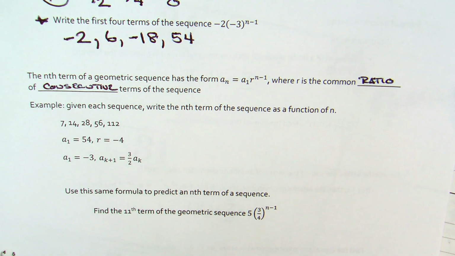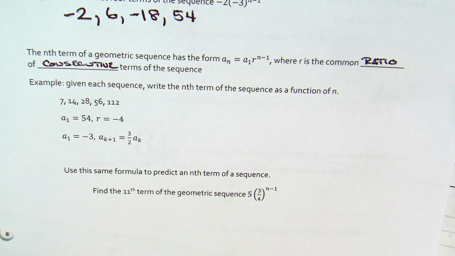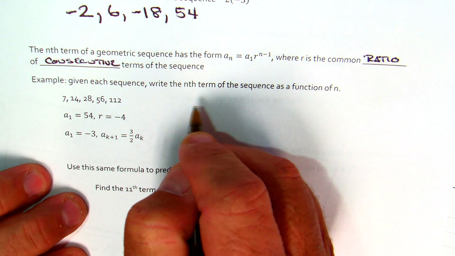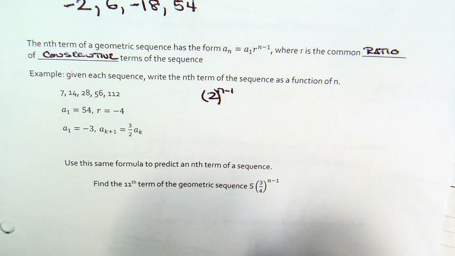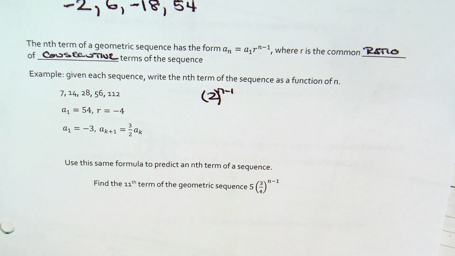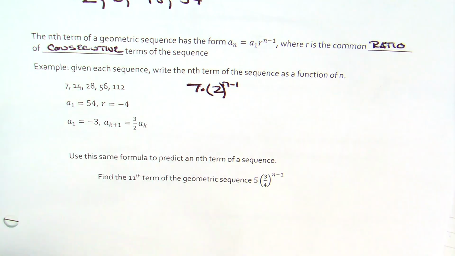All right? So, let's start recognizing things. In the first one, 7, 14, 28, 56, 112. The common ratio is the multiplier. What are we multiplying each term by to get the next term? 2. That's the base of your exponent. So that's the 2 to the n minus 1. If it's positive, it's your choice if you want to put it in parentheses or not. All right? But if it's negative, you have to put it inside parentheses. Now, what's my first term in the sequence? 7. And you're done. 7 times 2 to the n minus 1.